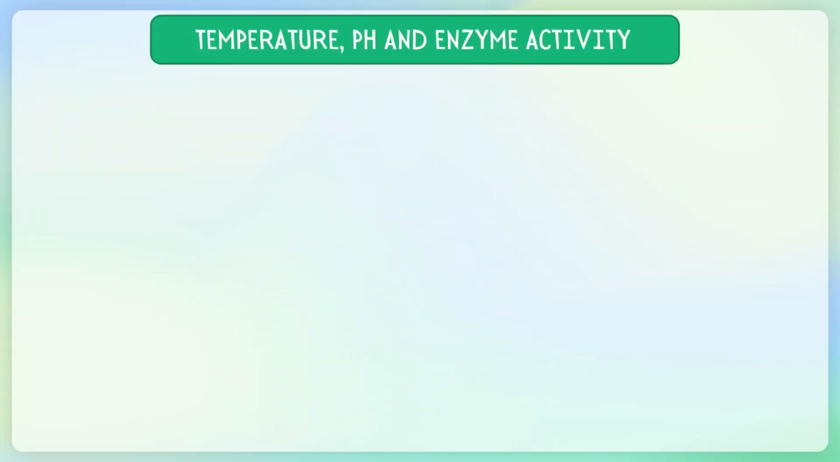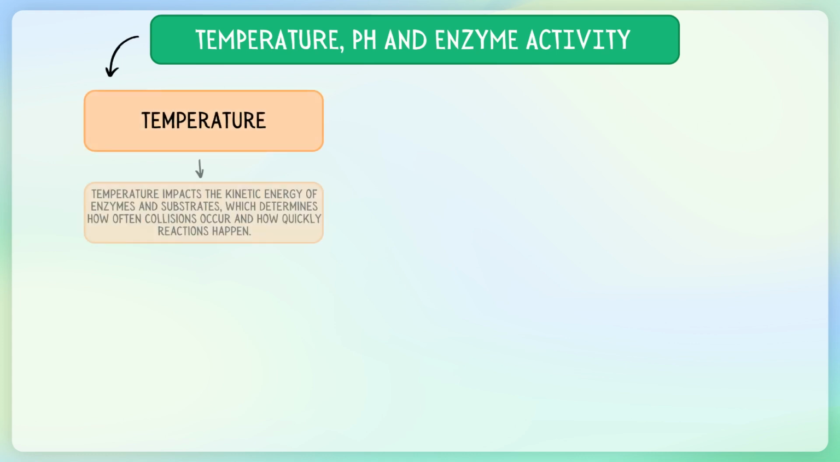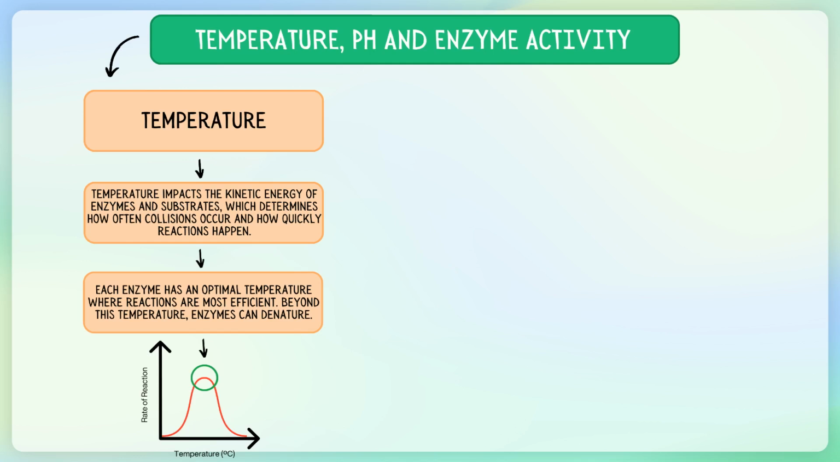In today's lesson, we focused on how enzyme activity is influenced by temperature, as well as by pH changes. We first examined how temperature can affect enzyme activity by changing the kinetic energy of both enzymes and substrates, and therefore the rate of collisions. Each enzyme has an optimal temperature where its reactions are most efficient. Temperature can also cause enzymes to denature when it is too high.